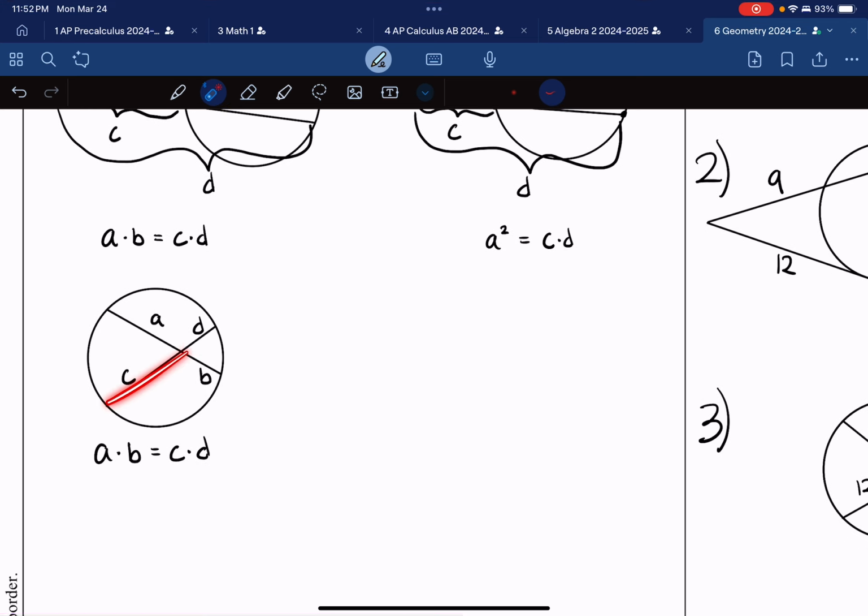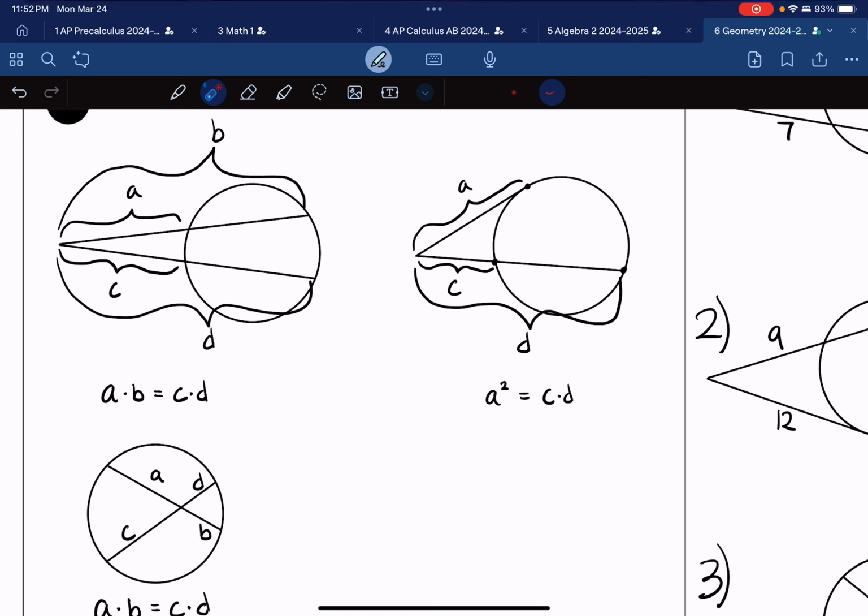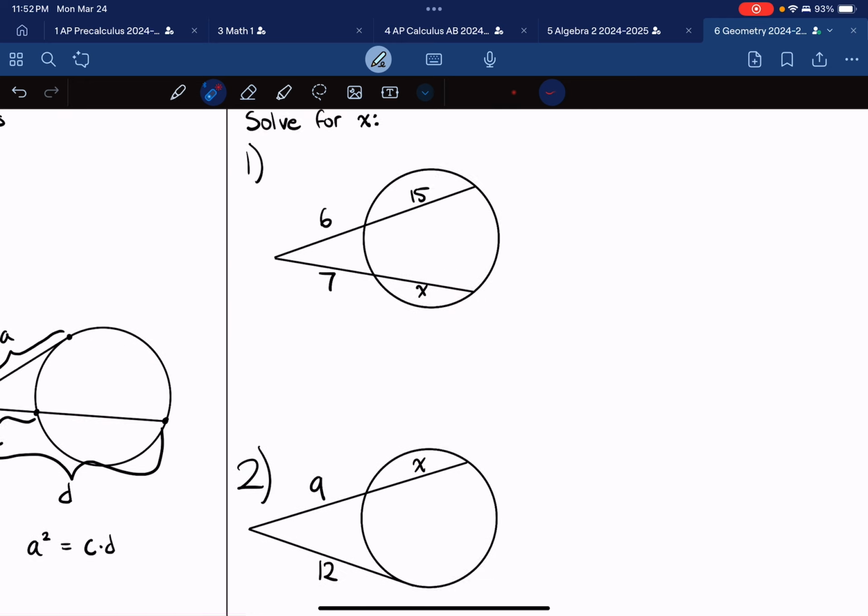Down here, the little X inside of the circle, whenever I have two chords that intersect, I can just multiply A times B, which is equal to C times D. There's nothing complex where I have to add together line segments like I do with my tangent and secant lines on the outside of the circles. Whenever I'm on the inside of the circle, it makes it much, much easier. All right, let's jump into an example problem.